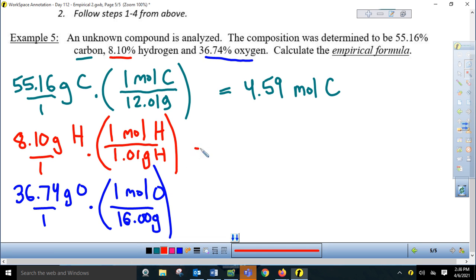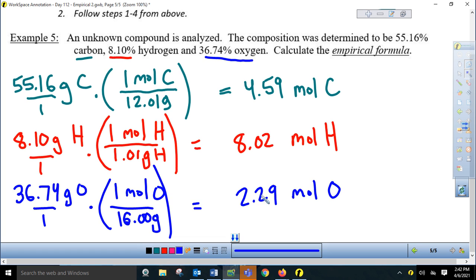Let's take a look at hydrogen. 8.1 divided by 1.01. That's equal to about 8.02. That's equal to about 8.02 moles of hydrogen. And then how much oxygen do we have here? Well, 36.74 grams divided by 16. That is equal to about 2.29 moles of oxygen.